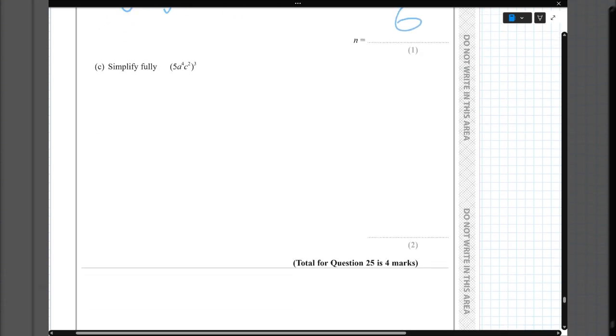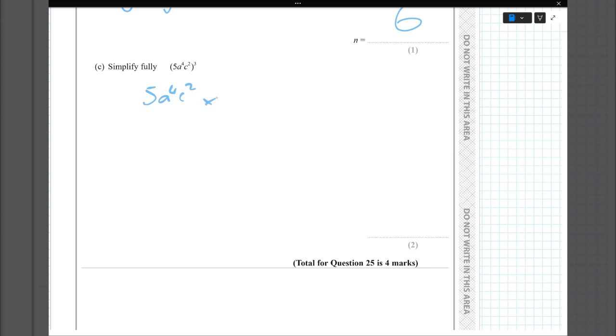Okay, finally, we're cubing this. So this is like saying 5a to the 4c to the 2 times 5a to the 4c to the 2 times 5a to the 4c to the 2. So it's cubing, so it's timesing by itself and itself again. 5 times 5 times 5, 125. A to the 4 times a to the 4 times a to the 4 is a to the 12. And c squared times c squared times c squared is not c to the 8, it's c to the 6.